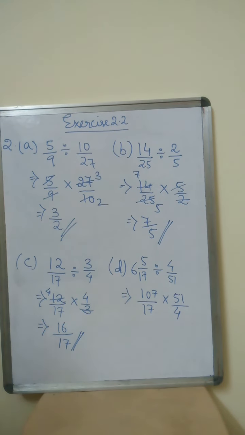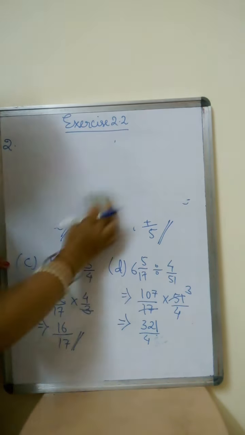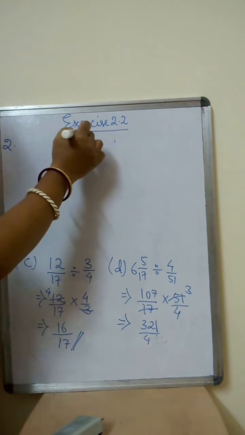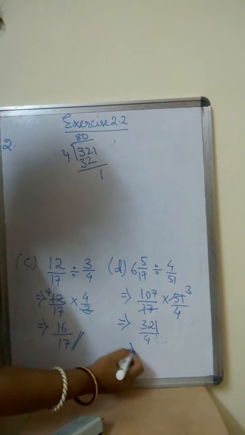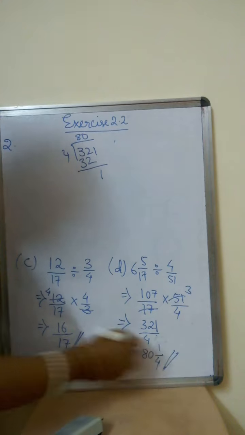Right? So now it is an improper fraction, we have to convert it into a mixed fraction. Now how do we do it? We have to divide. Right? So we have to divide 321 by 4. So 321 divided by 4 is how much? 4 5s are 20, 4 6s are 24, 4 7s are 28, 4 8s are 32. 1 comes down, we take a 0 here. So what is the answer? Your answer is 81 by 4.